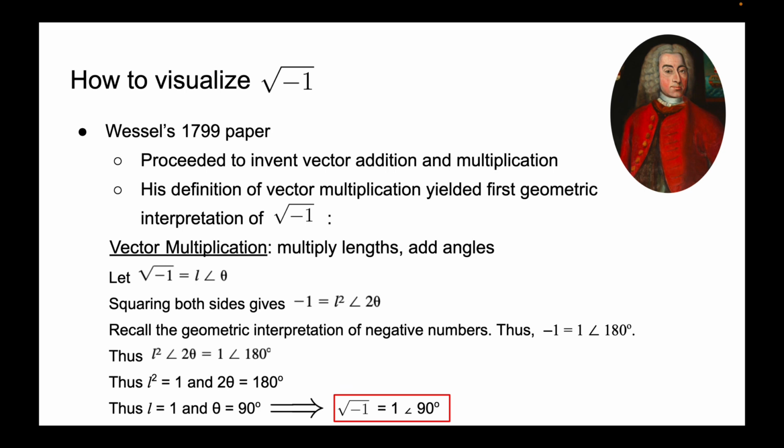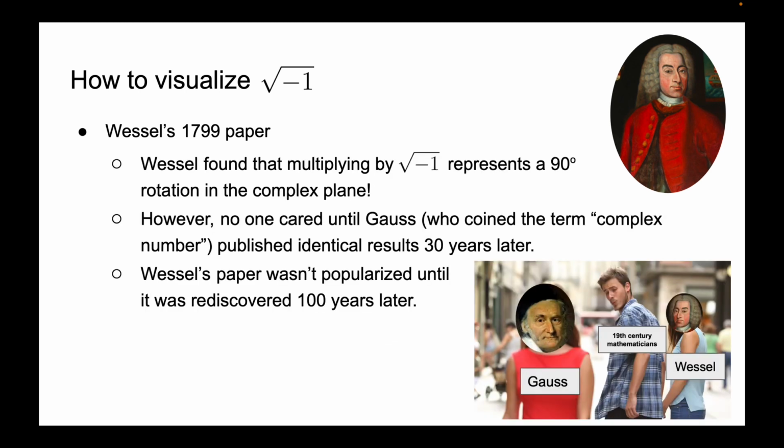Thus, L squared must be 1, and 2 theta must be 180. Thus, L must be 1, and theta must be 90 degrees. And plugging these back into our original equation gives us the square root of negative 1 being 1 at 90 degrees. Now, what does this tell us? Well, it tells us that multiplying by the square root of negative 1 represents a 90-degree rotation counterclockwise in the complex plane. Now, while this is all extraordinarily fascinating, no one actually read Wessel's paper, unfortunately.